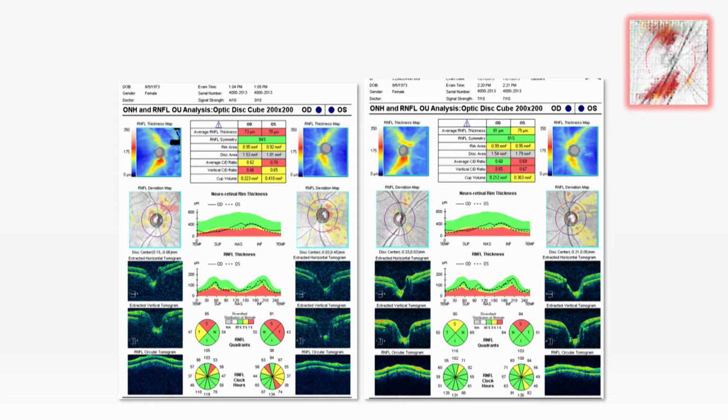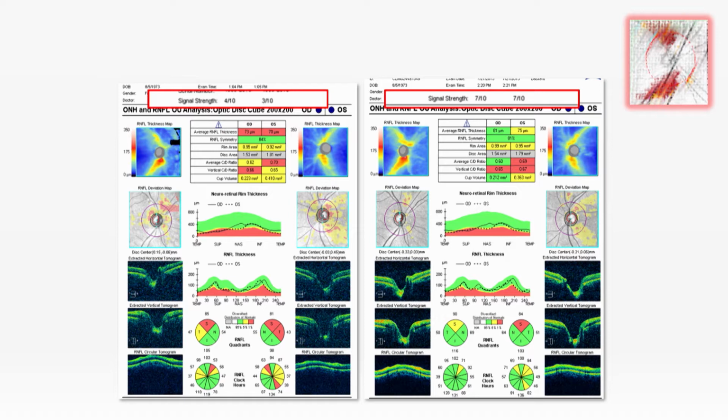Let's start with this patient. On the right eye especially, we see a lot of red areas on the pie graphs, and when we look to the thickness maps, we see black unscanned areas. Two years later, we scan the same patient and the OCT looks much better. What's the difference here? The patient had cataract surgery in between, and the signal strength went from 4 to 7 in the right eye, from 3 to 7 in the left eye.